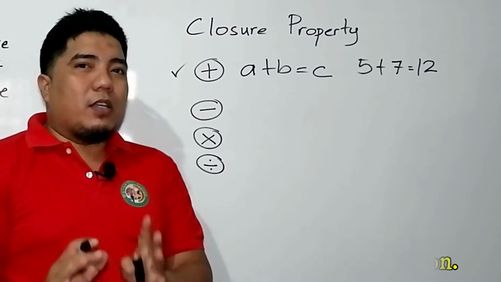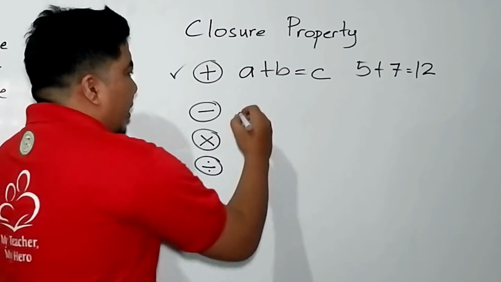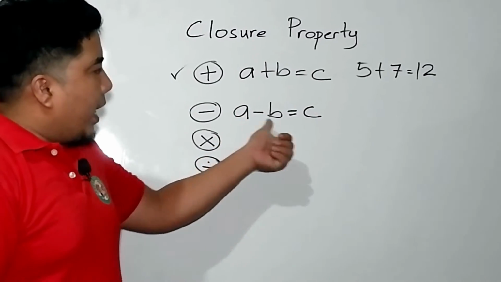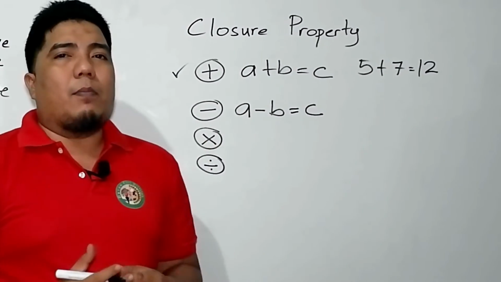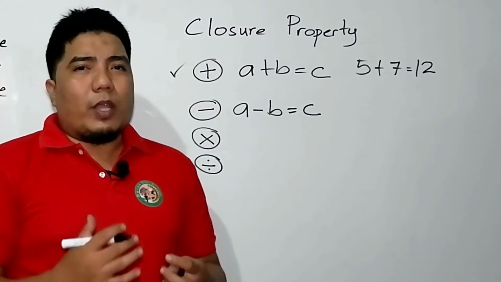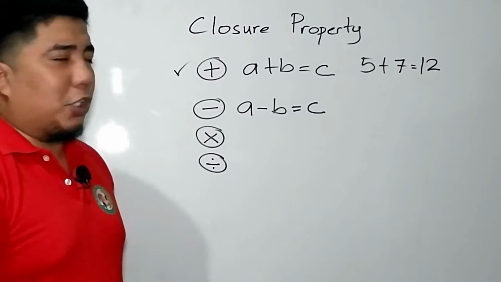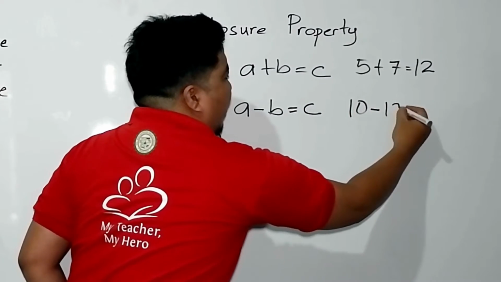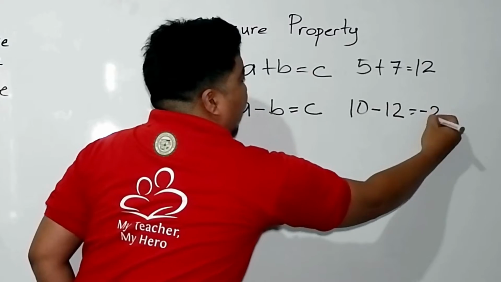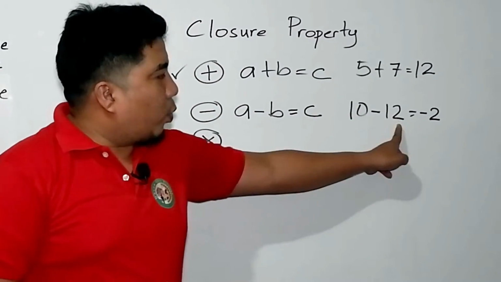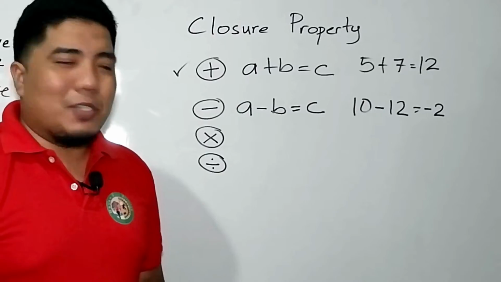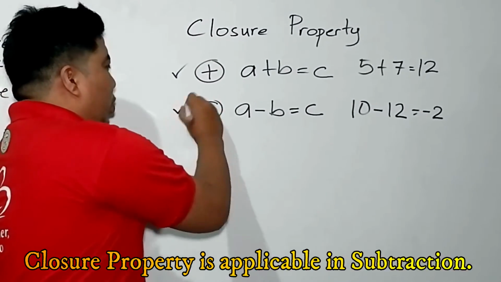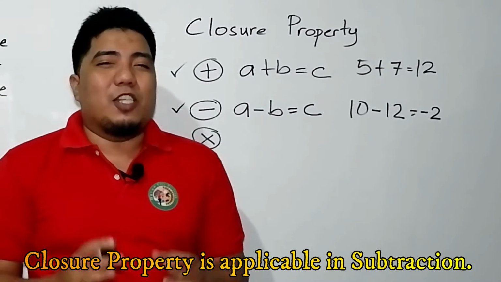Okay, now let's consider subtraction. In subtraction, they say that if A minus B, the answer is C, and A and B are integers, therefore the C will become an integer. Now, let's try whether this is true in subtraction. Let's say we have 10 minus 12 is equal to negative 2. 10 and 12 are integers, while negative 2 is also an integer. Then we can say that the closure property can also be applied in subtraction.